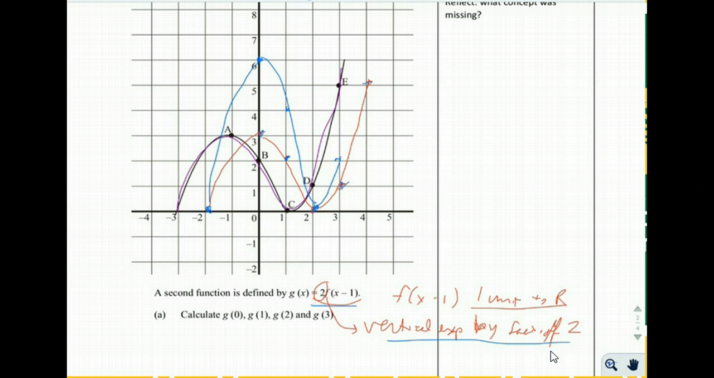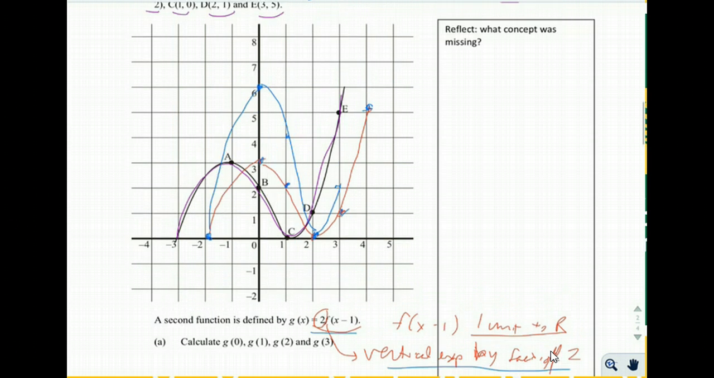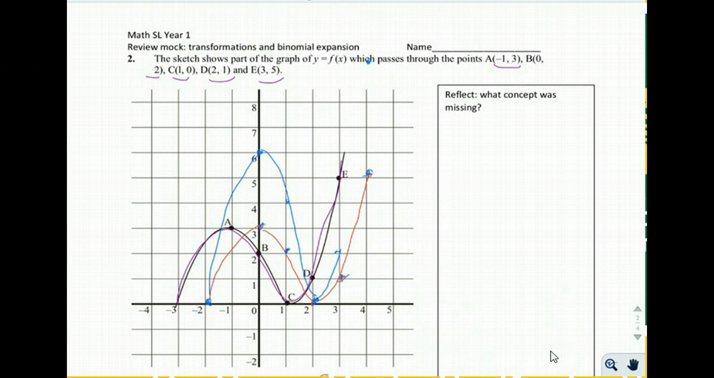It's going to be 2 away from the x-axis. Finally, here we're 5 away from the x-axis. Multiplied by 2, it'll be at 10. So the resulting transformation looks kind of like that.